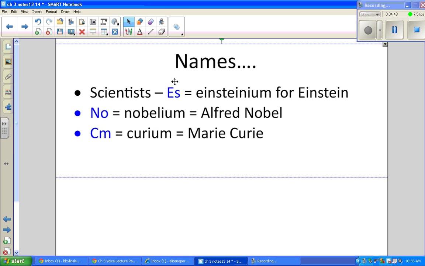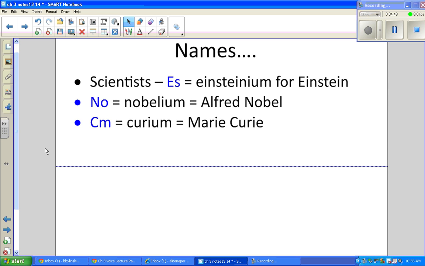Okay, more elements that are made in the lab usually get named for famous scientists. So Es is einsteinium for Einstein. No, nobelium for Nobel, the man that created the Nobel Prize, also dynamite. And Cm is curium for Marie Curie, famous woman scientist. Thank you very much.